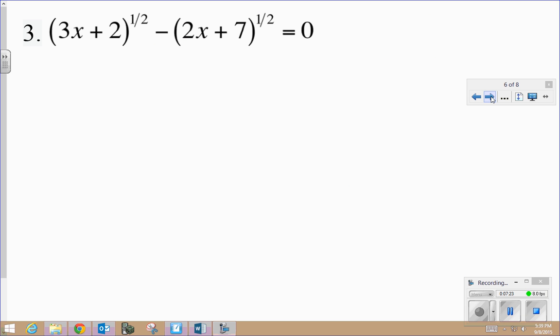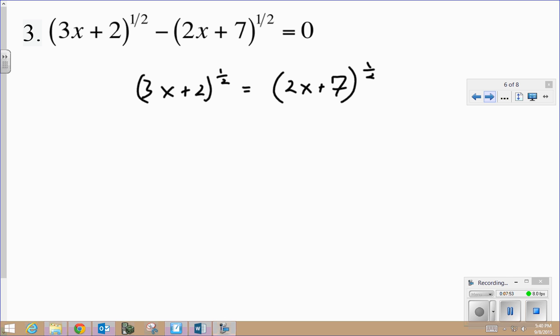All right, let's try one more. Sometimes you'll have radicals on both sides. We talked about how the 1/2 power is the same as a radical. To solve these, what you want to do is get your radicals each on one side. I'm going to add the square root of 2x plus 7 to the other side. So I'm going to get (3x plus 2) to the 1/2 is equal to (2x plus 7) to the 1/2 here.